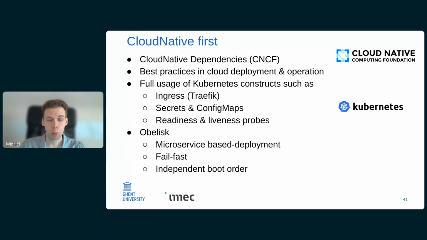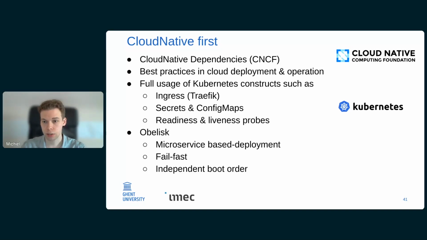Like I mentioned before, Obelisk is a cloud-native first system. So it really made sure to use a lot of cloud-native CNCF dependencies, for example, OpenFGA. And it also heavily uses Kubernetes, for example, ingress controllers, secrets, config maps. So different services can share some secrets and so on.